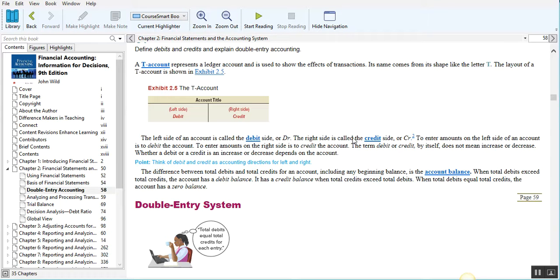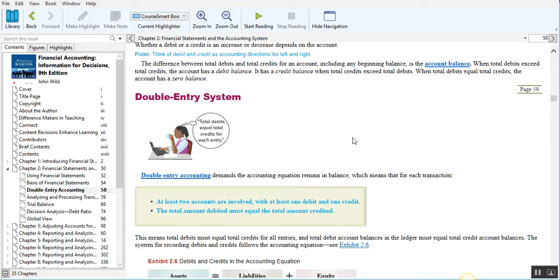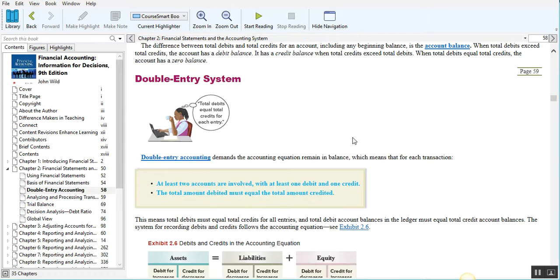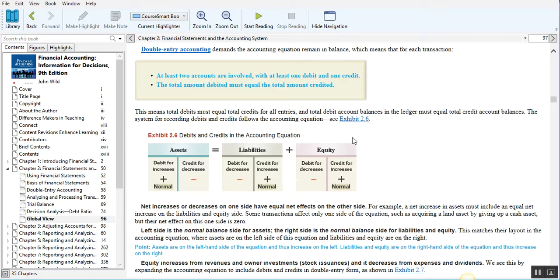So the debit side is the left side, the credit side is the right side. And if a debit is an increase or decrease, it depends on which kind of account we're looking at. So here are the accounts and how debiting and crediting impacts those. For the assets, a debit will always increase it, and a credit will always decrease it. For liabilities, a debit will always decrease it, and a credit will always increase it. Equity, a debit will decrease, and a credit will increase.